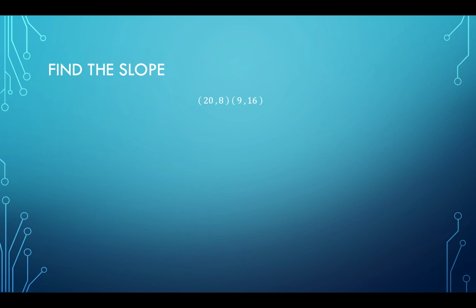Let's find the slope of these points: 20, 8, and 9, 16. So what I went ahead and did was I used this as x1 and y1, and this as x2 and y2. So what we do is 16 minus 8 over 9 minus 20. When we do 16 minus 8, we get 8, and when we do 9 minus 20, we get negative 11. So our slope for this problem is 8 over negative 11.